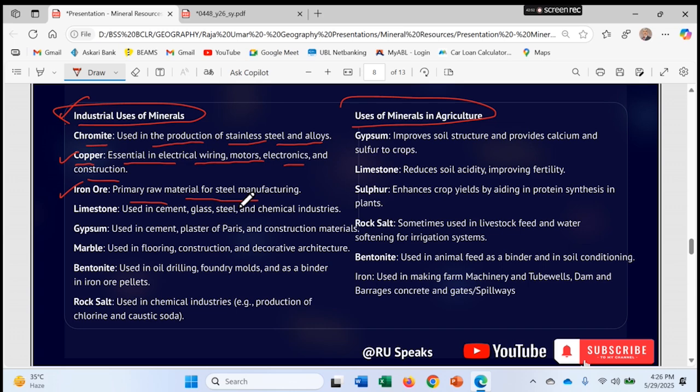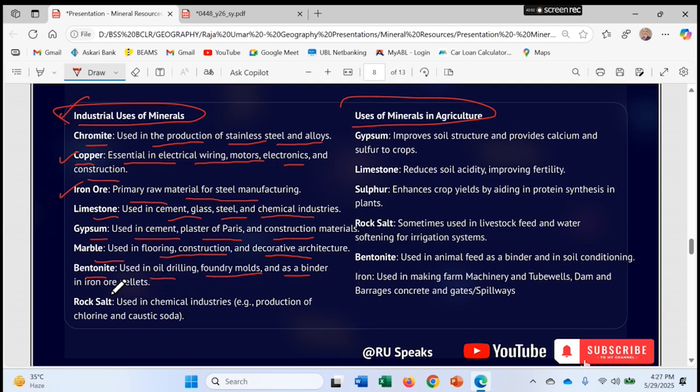So iron ore, primary raw material for steel manufacturing, and it is also used in the tool making industry, or in the many other industries where the hard metals or hard materials are being made. So limestone used in the cement industry, glass, steel, and chemical industries, even in paints. Then gypsum used in cement, plaster of Paris, and construction material. Marble used in the flooring, construction, and decorative architecture.